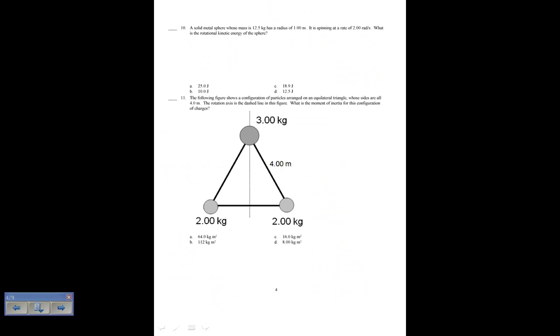Number 10, a solid sphere. Mass and radius given. Spin it at this rate. What is the rotational kinetic energy? Rotational kinetic energy is 1/2 I omega squared. I for a sphere, goodness, is it 2/5? I don't have it right in front of me. I think that's right. We'll see. 2/5 mr squared. That's 2/5 times 12.5 times 1 meter squared. Oh, sorry.